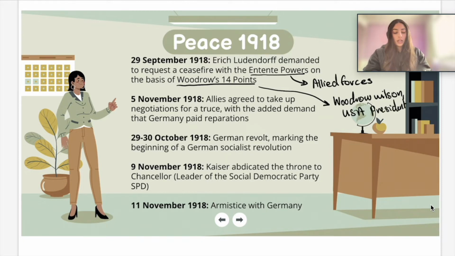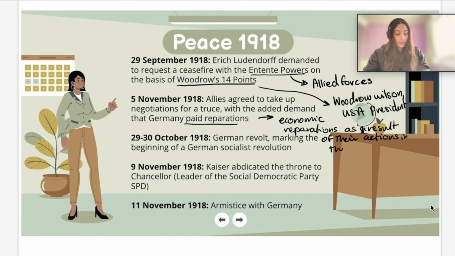Okay, now on the 5th of November 1918, the Allies agreed to take up negotiations for a truce with the added demand that Germany paid reparations. What this means is that Germany had to pay economic reparations as a result of their actions in the war.